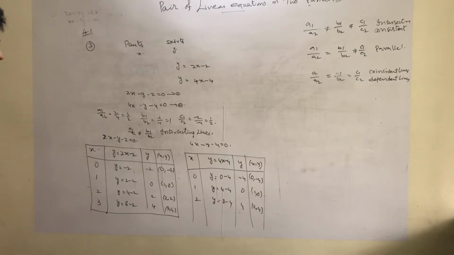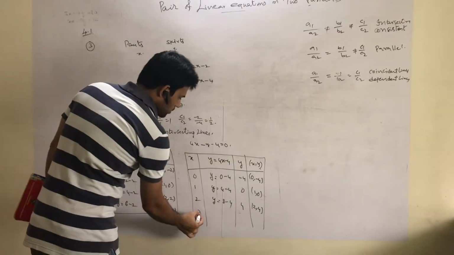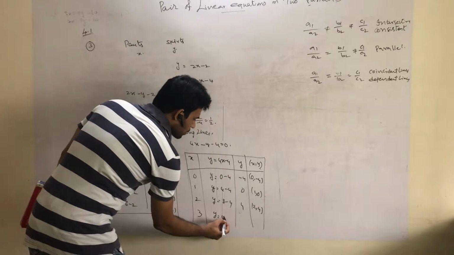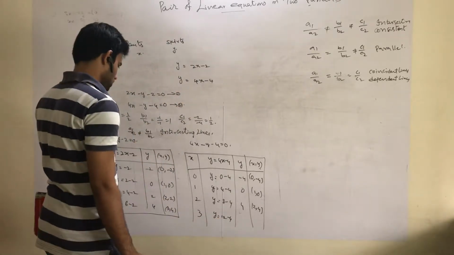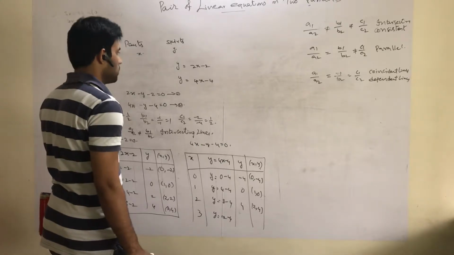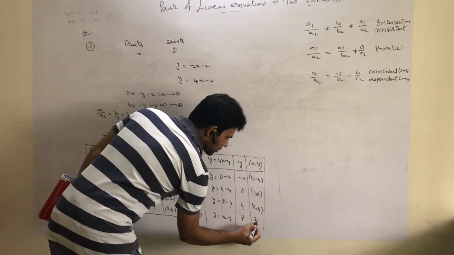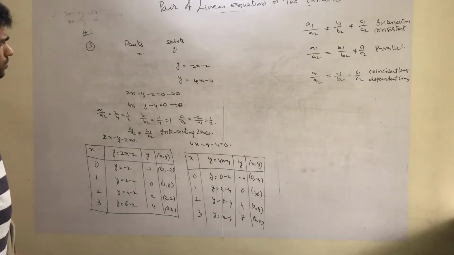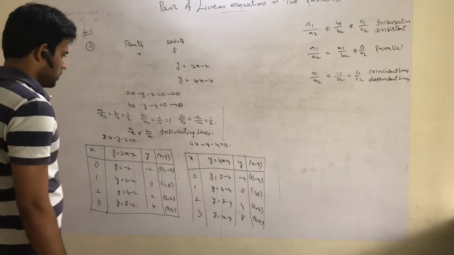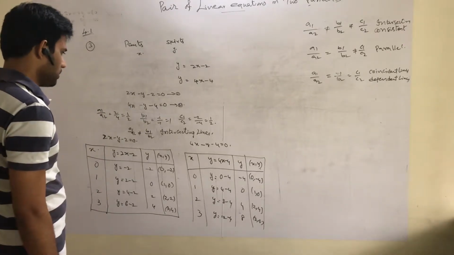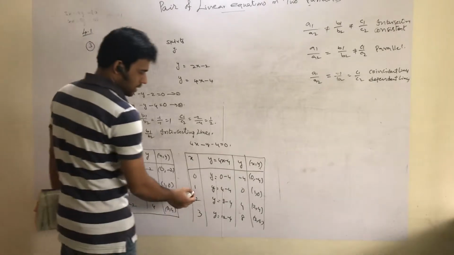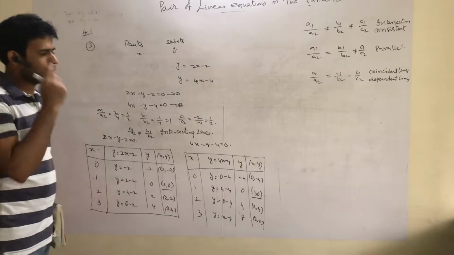Okay, and now substitute x as 3. So y becomes 4 into 3, 12 minus 4, that is 8. So the point becomes 3 comma 8. So, are we getting any intersecting point? Yes, right. For the value of 1, you have a point 1 comma 0, and here for the value of 1, you have a point 1 comma 0. So that is the intersecting point.